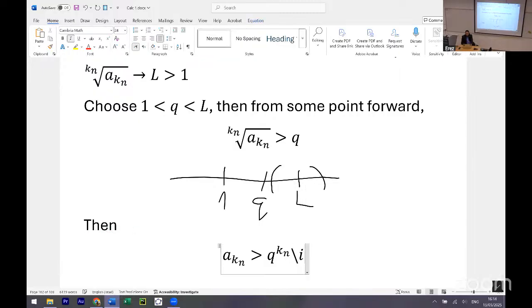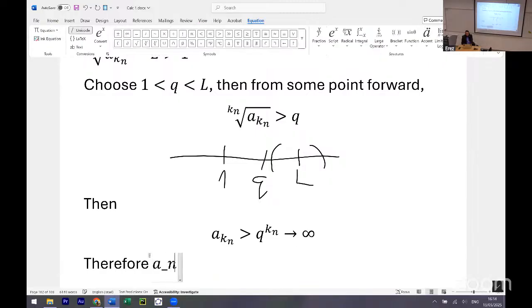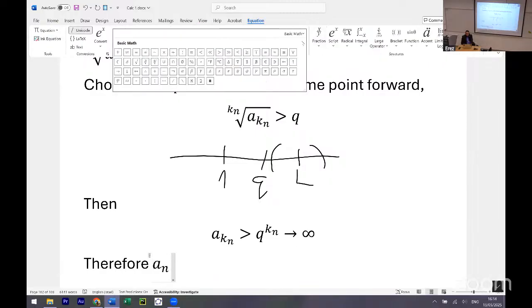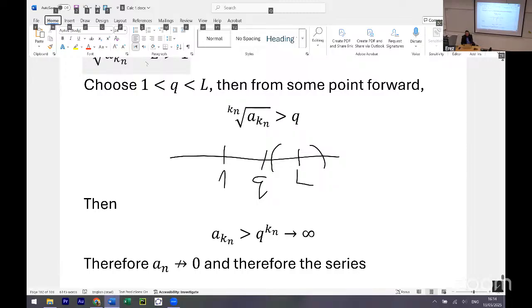Then where does this lead us? To infinity. Therefore, a_n could not possibly tend to 0. And therefore, the series diverges.